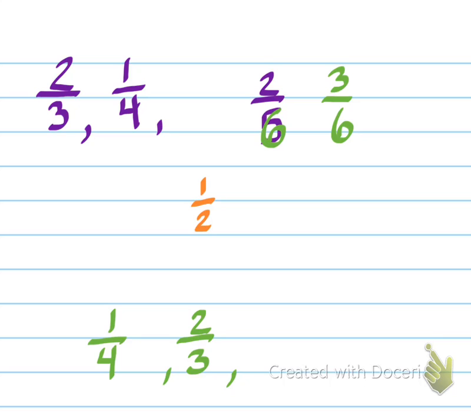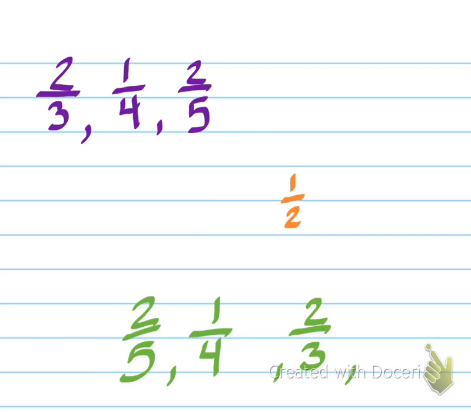So if 3/6 is 1/2, 2/6 is less than 1/2. Good job. So if 2/6 is less than 1/2, chances are that 2/5 is less than 1/2. So we go ahead and put 2/5 to the left.